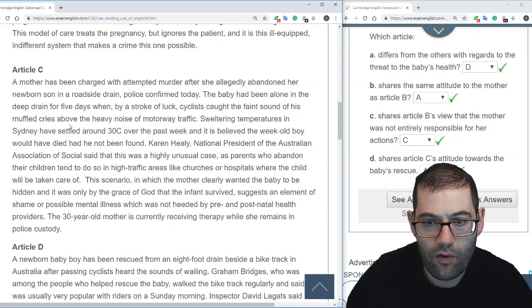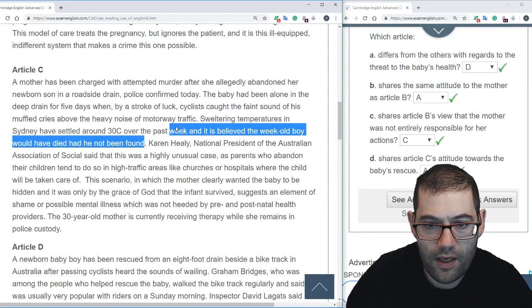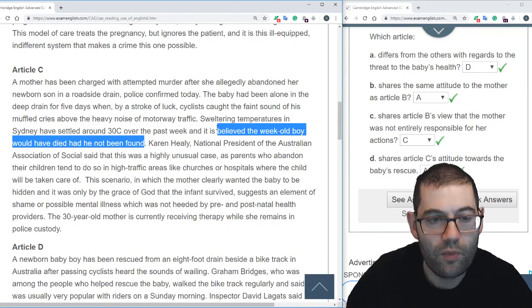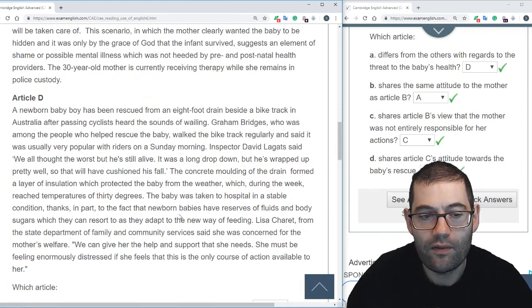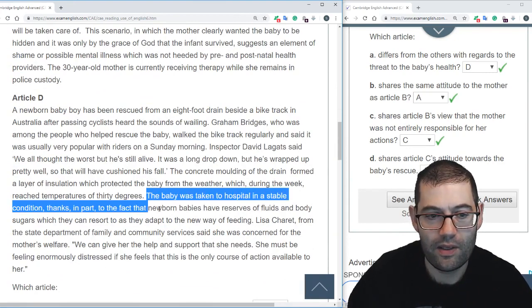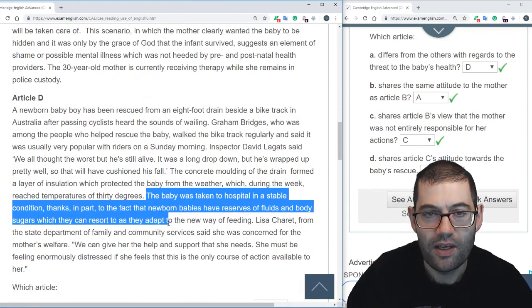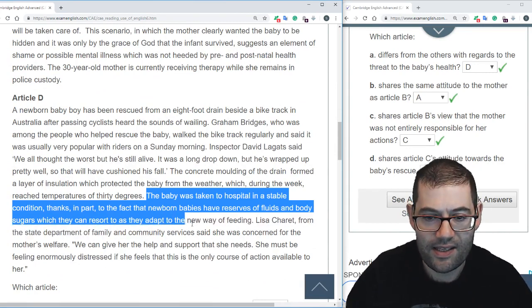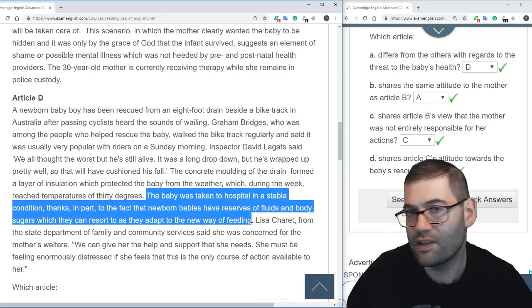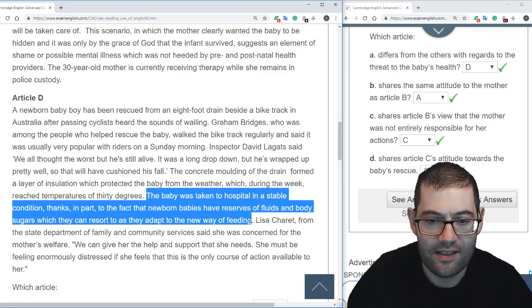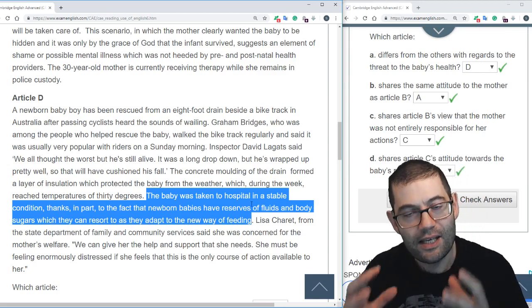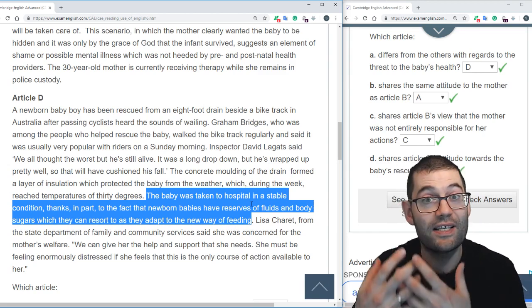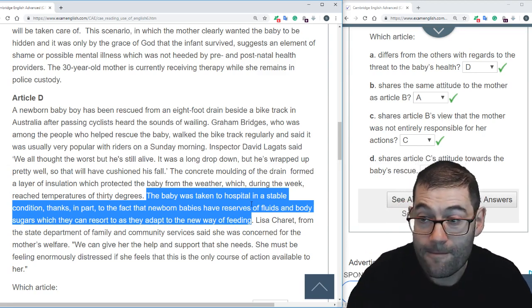Then we've got this one here. It is believed the weak old boy would have died had he not been found. Whereas D, however, talks about the baby going to hospital in not such a bad state, and saying that babies have actually got reserves and that there's an indication here that the situation wasn't so bad. So here it's clearly the answer is D because it says something different to the other 3.